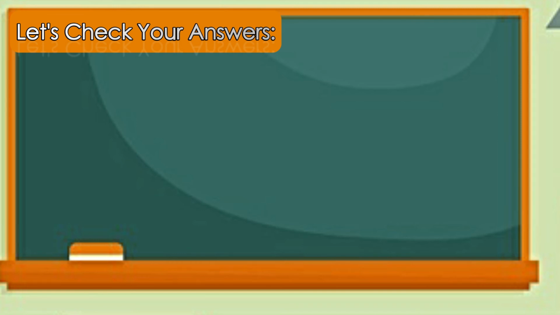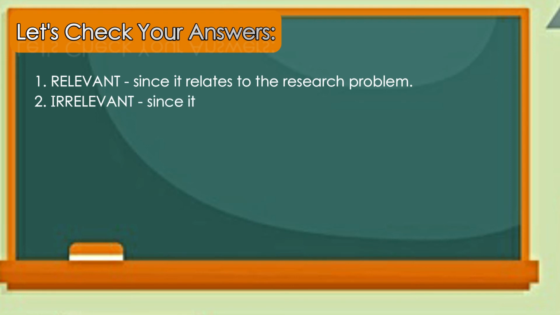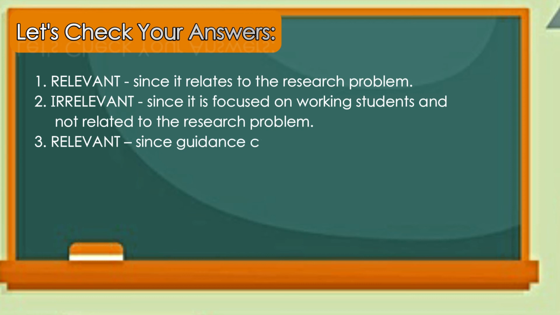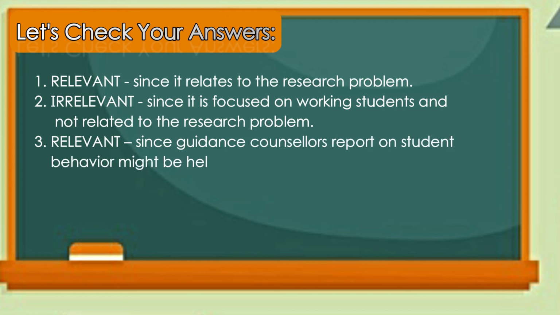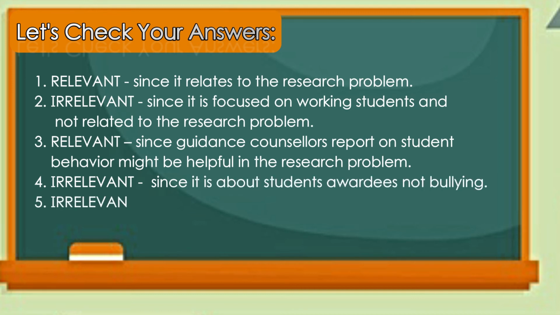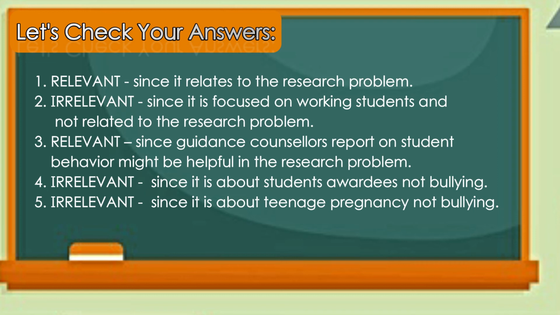Let's check your answers. Number 1, relevant, since it relates to the research problem. Number 2, irrelevant, since it is focused on working students and not related to the research problem. Number 3, relevant, since guidance counselors' report on student behavior might be helpful in the research problem. Number 4, irrelevant, since it is about students' awards, not bullying. For number 5, irrelevant, since it is about teenage pregnancy, not bullying.